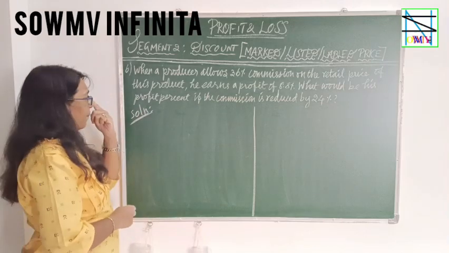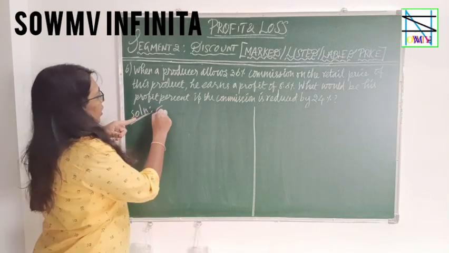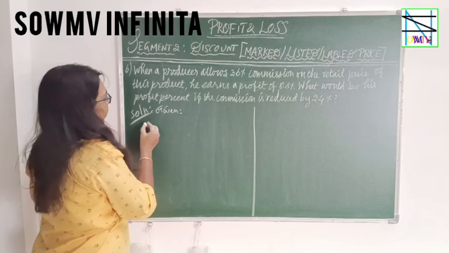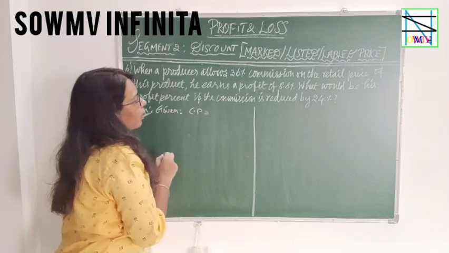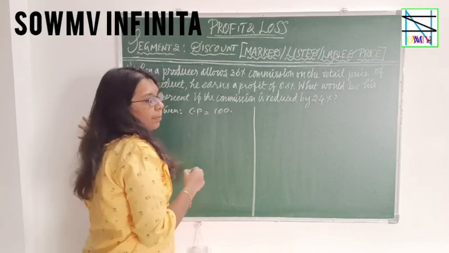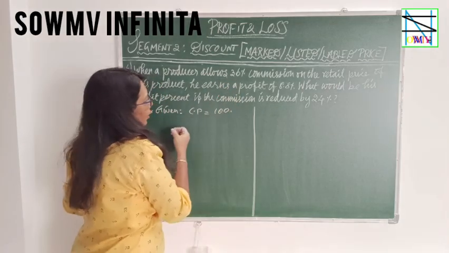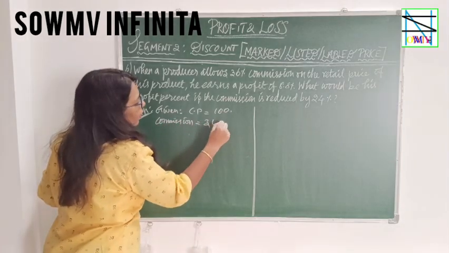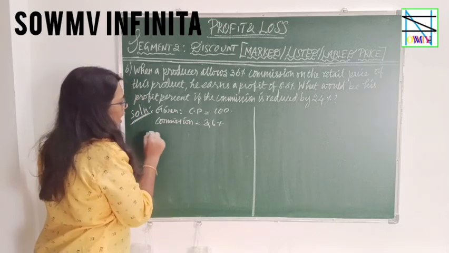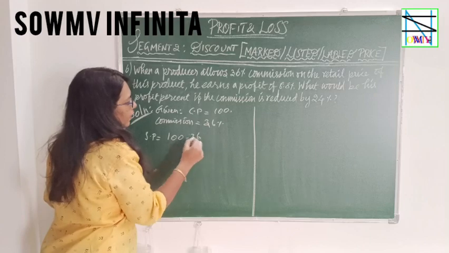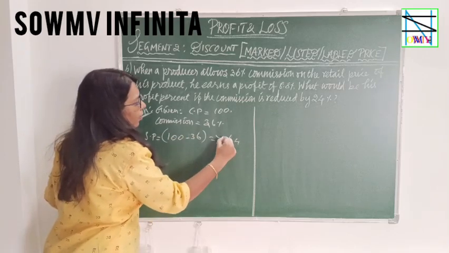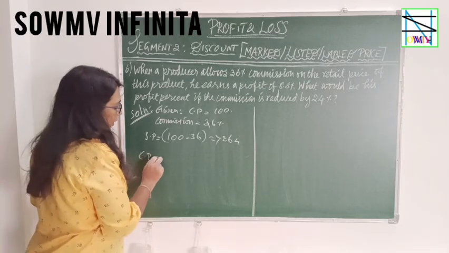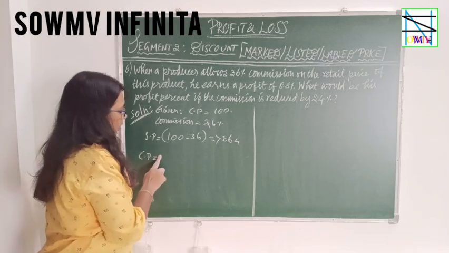First, the given commission is 36%. Therefore, CP is 100. Assume the CP value is 100, so commission is 36%. Therefore, we can find the SP value. So 100 minus 36 is equal to 64 rupees. Okay, we can start to find the exact CP value for this commission value.